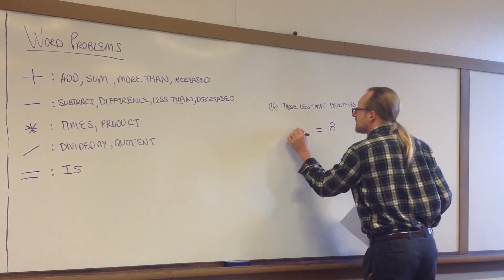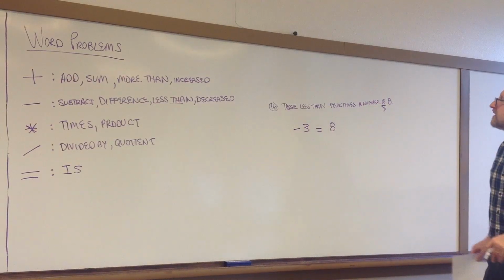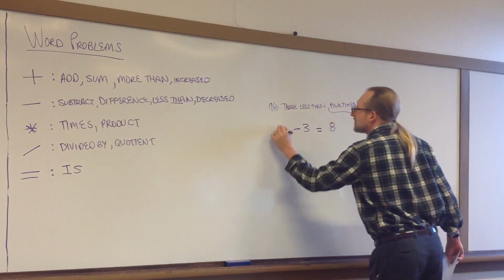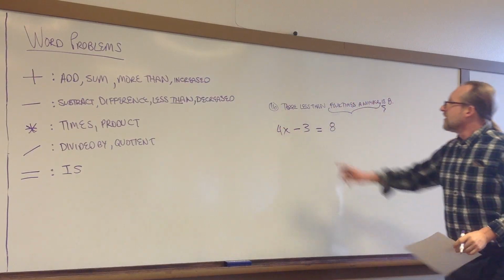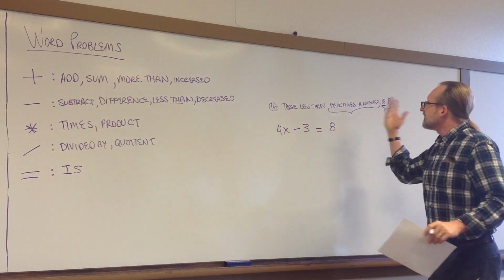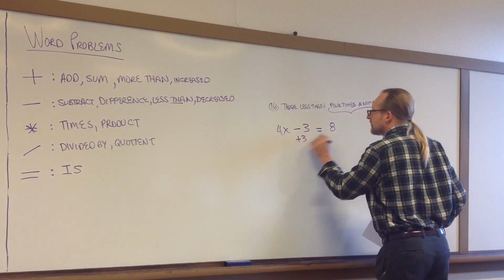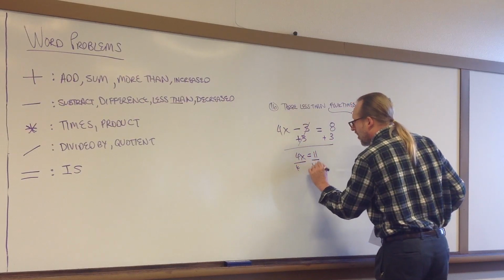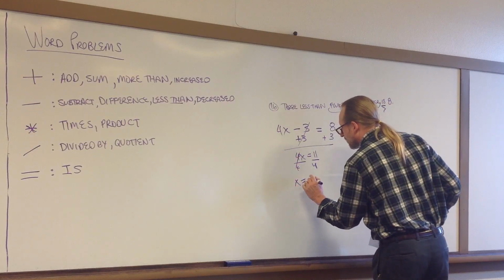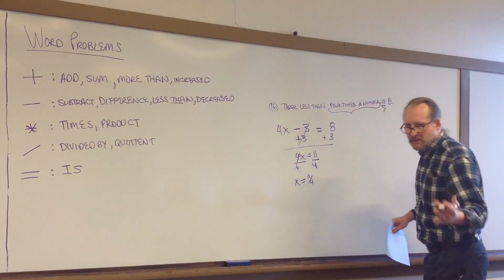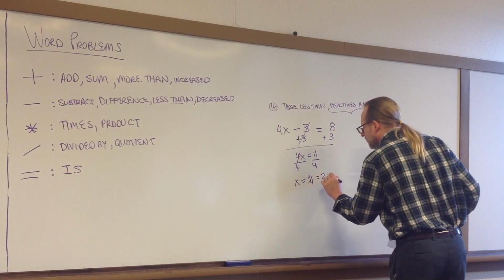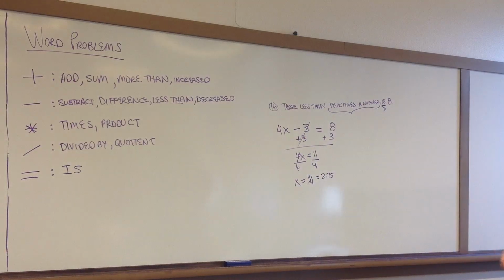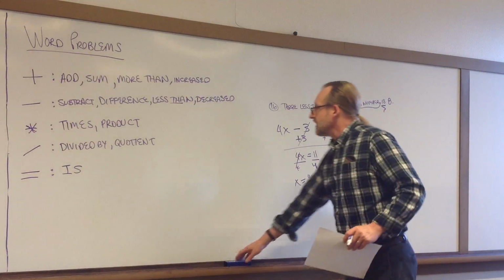Remember, if you see 3 less than, you should be thinking something minus 3. What are we going to subtract 3 from? 4 times a number. So there's our equation. 3 less than 4 times a number is 8. So now we just need to solve it. So 4x is 11. And x is going to be 11/4. You can leave it like that if you'd like. It's also, I believe, 2.75. Okay, so that's problem 16.